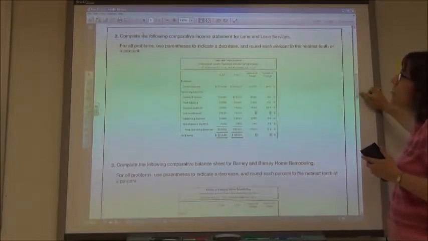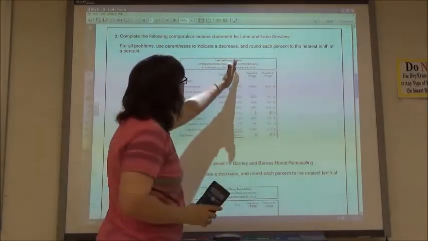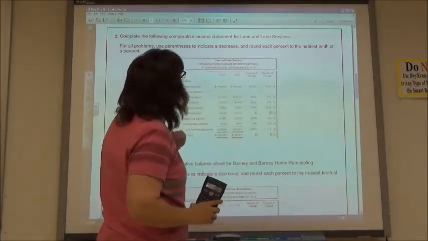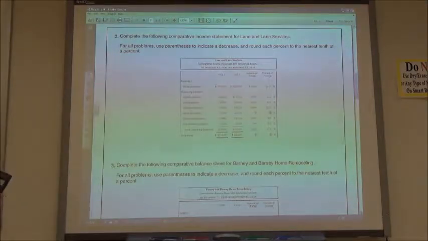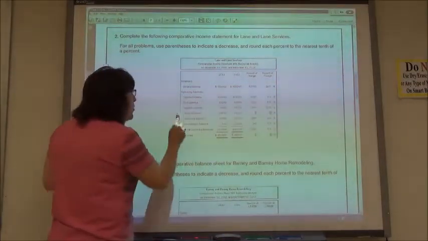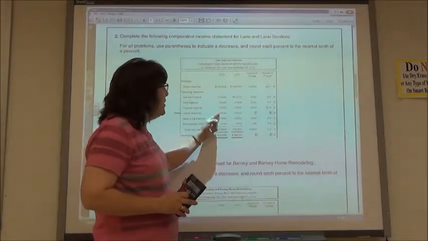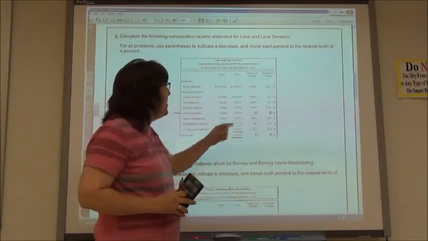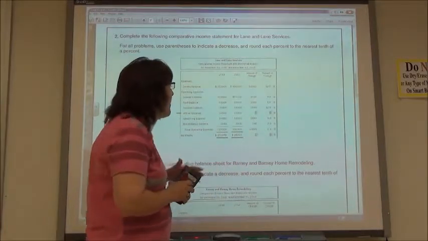So again, we're going to complete the comparative income statement comparing 2012 to 2013. We want to show if it's a decrease by putting it in parentheses and round our percent to the nearest tenth of a percent. So on this one, we're going to start with our utilities expense. It was higher in 2013, so it's going to be an increase. It went from $36,000 to $38,520.